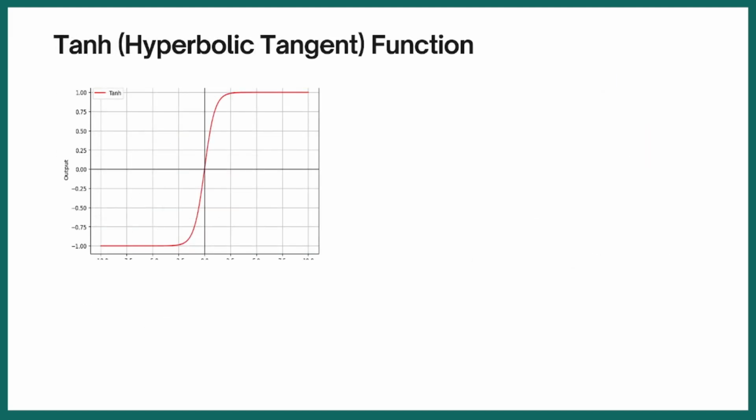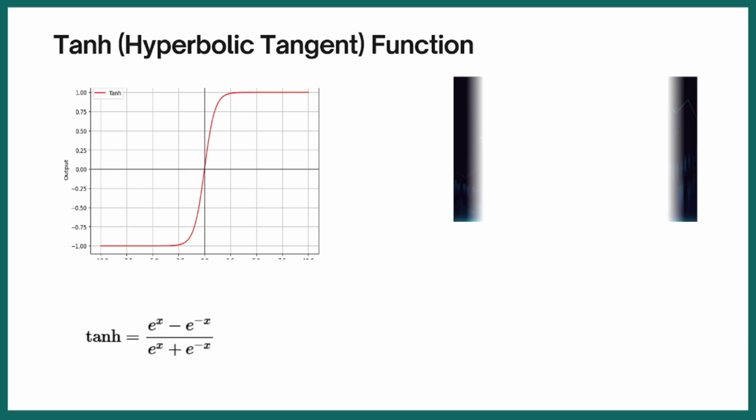2. Tanh, hyperbolic tangent function. Tanh is similar to sigmoid, but better in some ways. It squashes the input into a range between -1 and 1, which means it's centered around 0. This helps the network converge faster during training. This function is represented by the following formula.